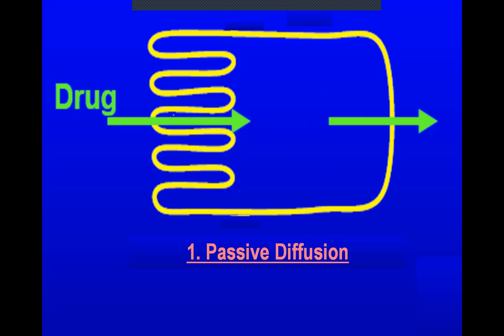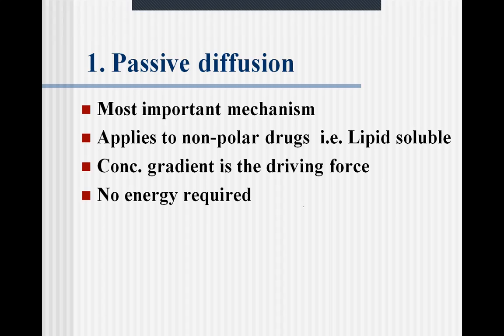Passive diffusion simply means movement of the drug from a higher concentration to a lower concentration. So this is the lumen, and in the lumen we have maximal concentration of drug and there's a lesser amount of drug out here, so there will be movement of drug from higher concentration to lower concentration. And this by far is the major mechanism by which movement of all drugs occurs inside our body.